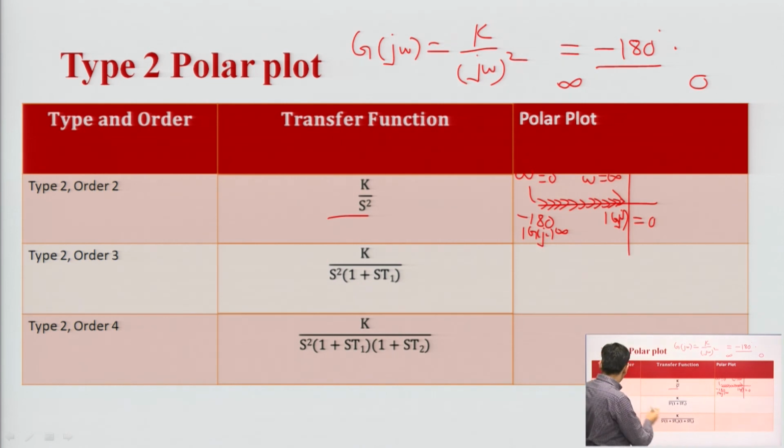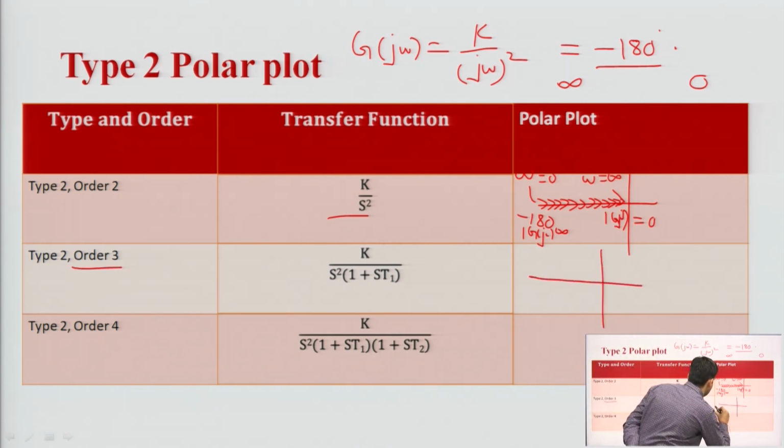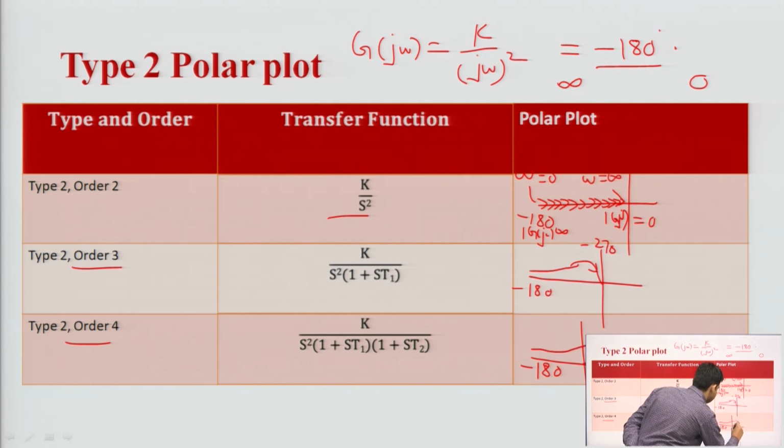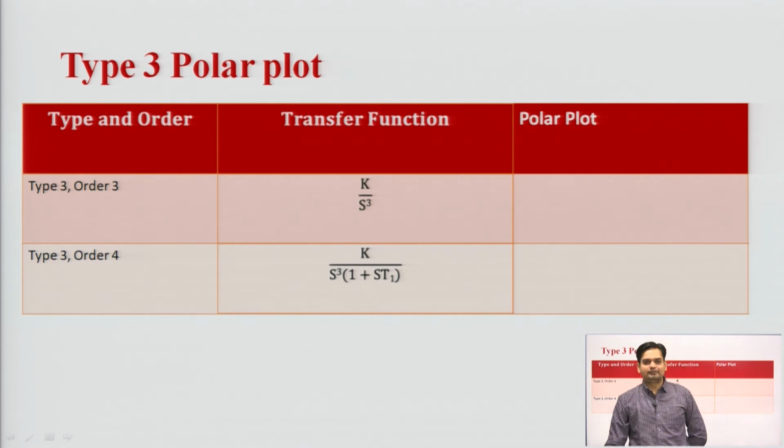In the same way, for type 2 order 3, my polar plot starts from minus 180 and terminates at minus 270. In the same way, for type 2 order 4, my polar plot starts from minus 180 and terminates at minus 360. You can calculate all those values and you will find a polar plot like this. So, this is the generalized polar plot.